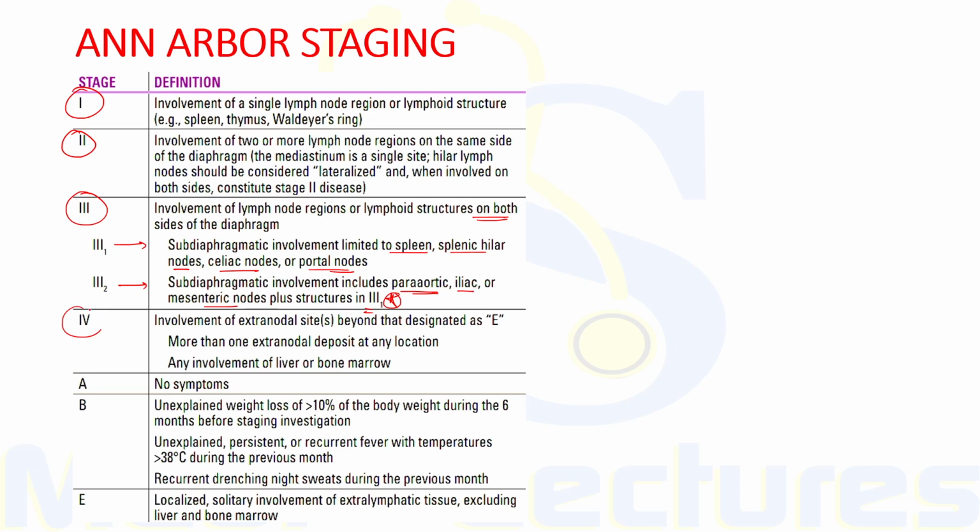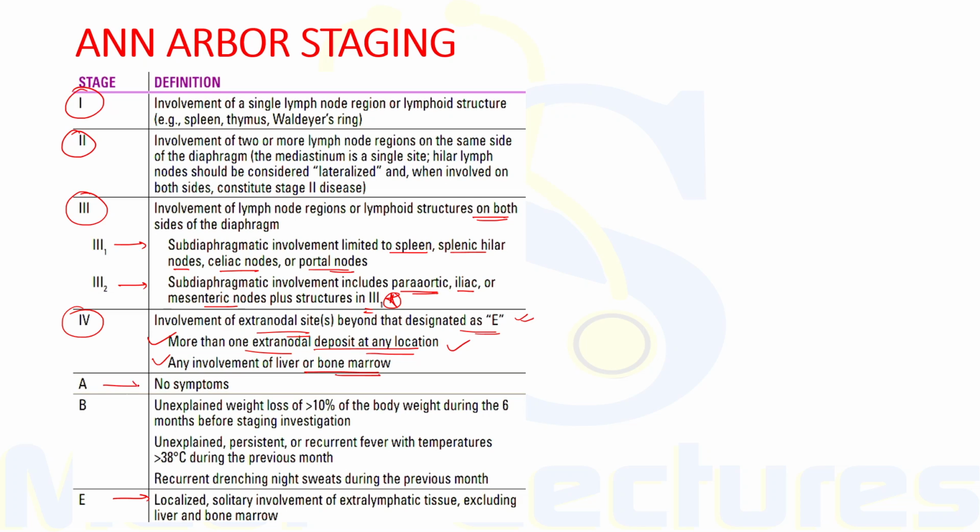Stage 4 has involvement of extranodal sites beyond that designated as E. So what is E? E is localized solitary involvement of extra lymphatic tissue excluding liver and bone marrow. So in stage 4 there is involvement of extranodal sites beyond that designated as E. So it includes more than one extranodal deposit at any location or any involvement of liver or bone marrow.